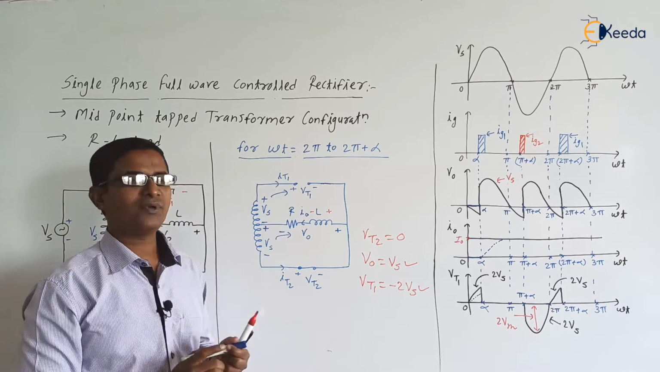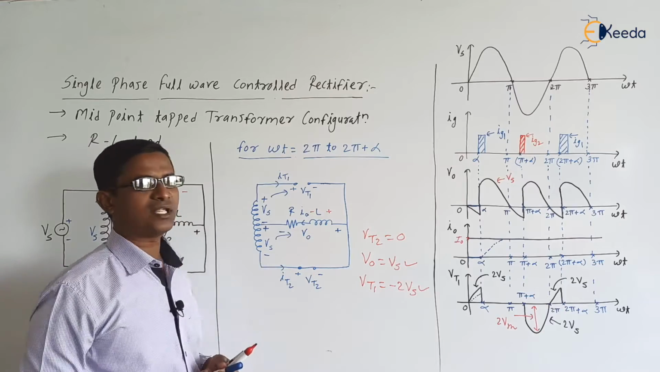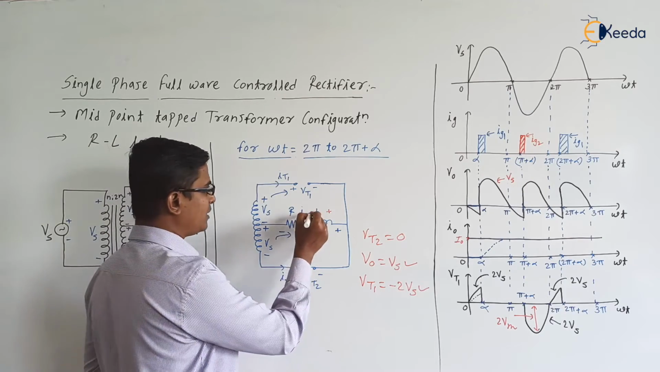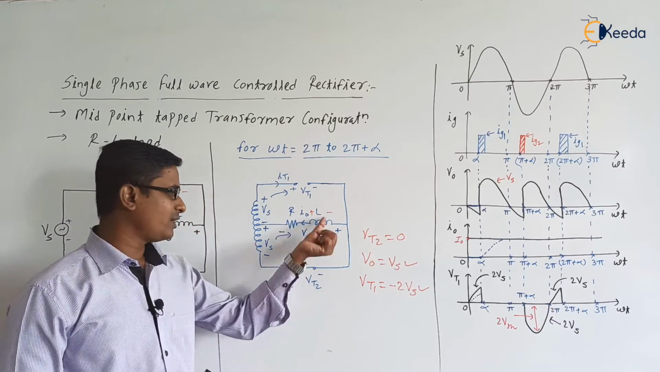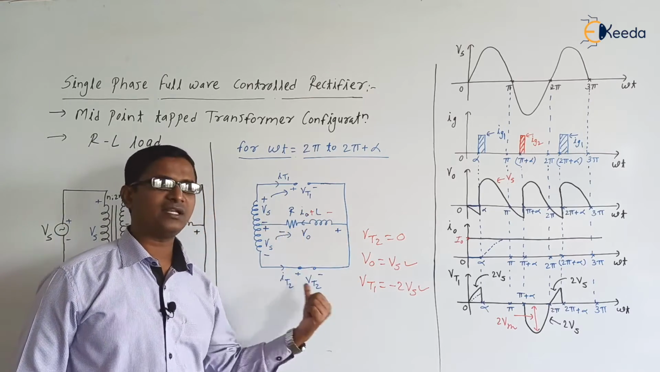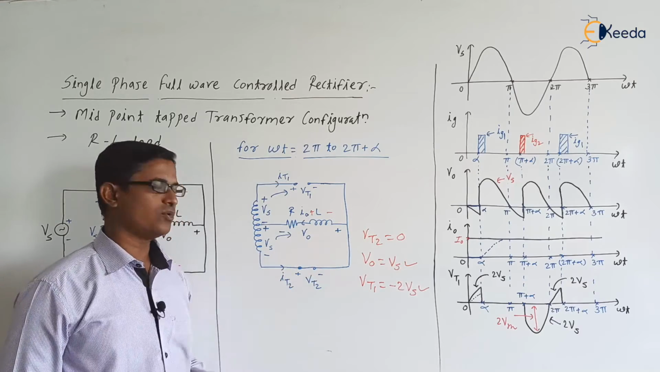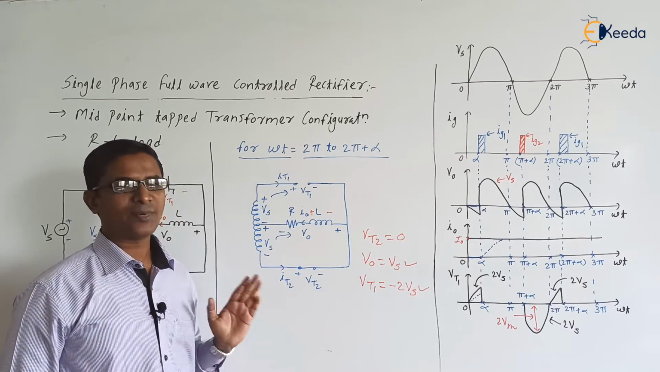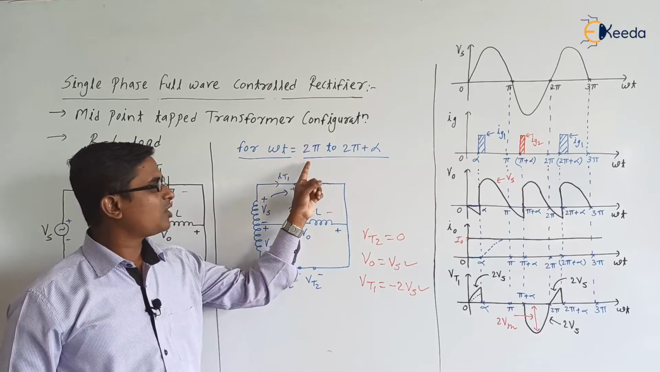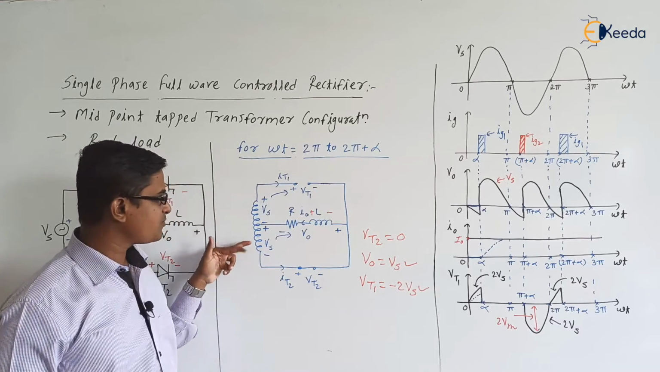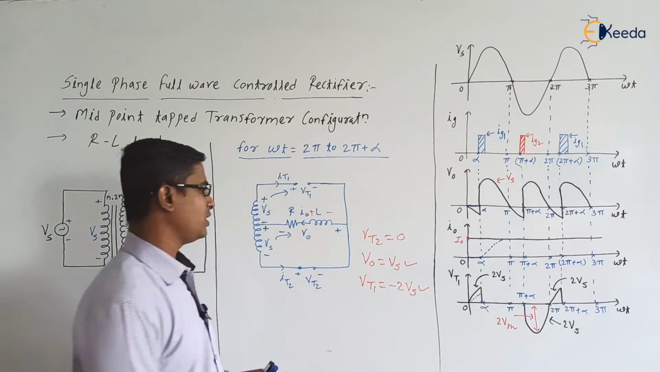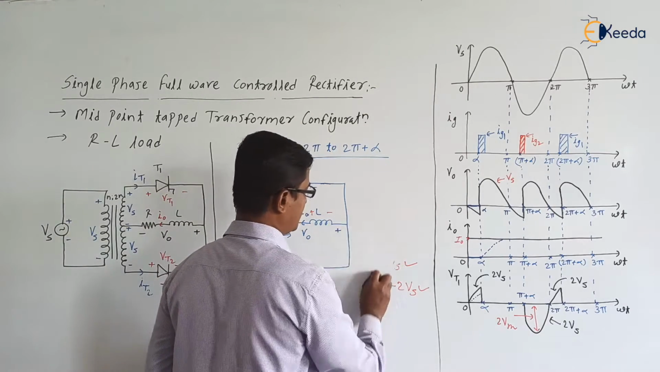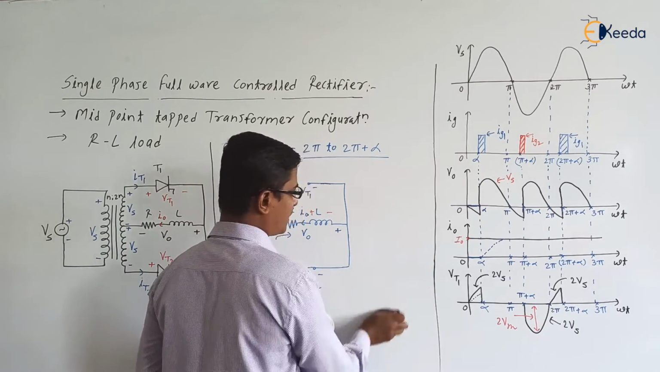But will this inductor allow the sudden reversal of the current? No. Whatever energy the inductor stored from pi plus alpha to 2 pi, the inductor will release that energy in opposition to the supply voltage. So even after 2 pi, the supply voltage is positive, but thyristor T2 will still be in the forward conduction mode.